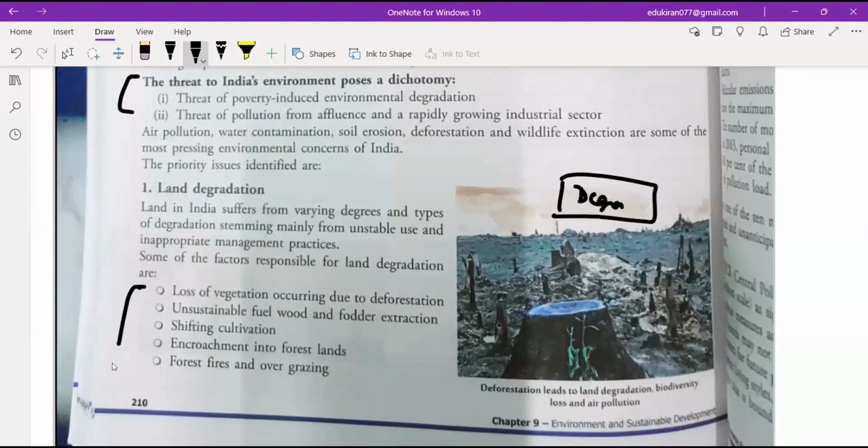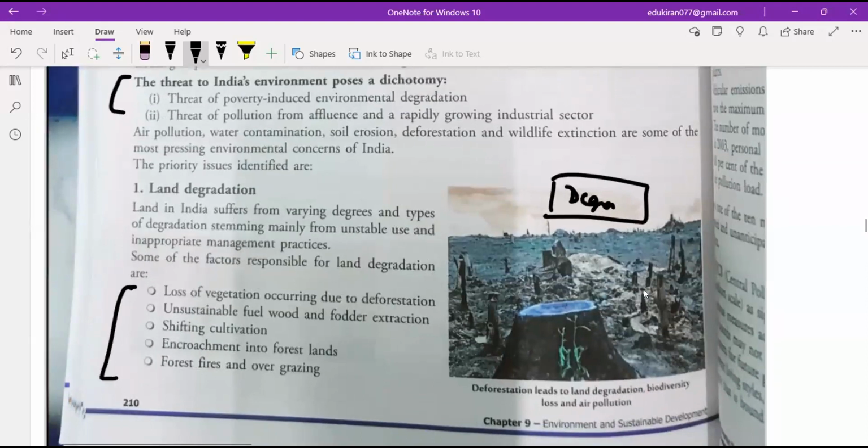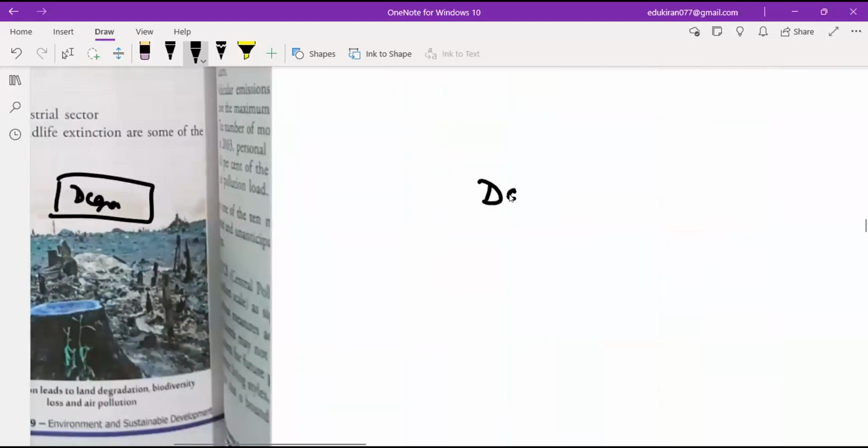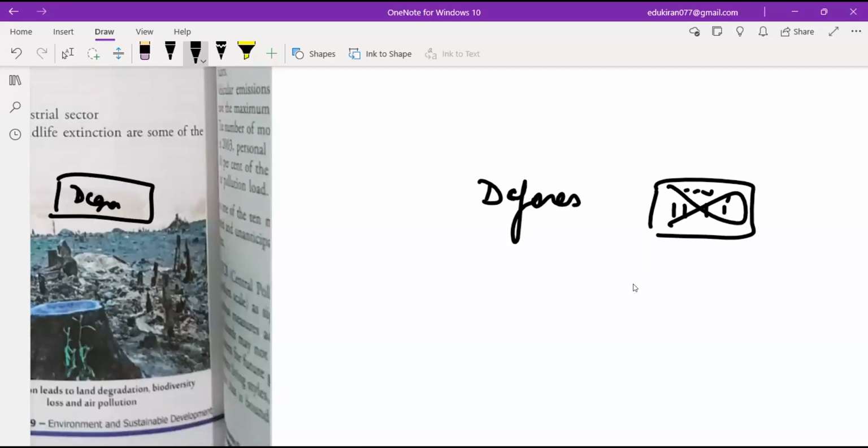So what are the factors that are responsible for land degradation? Loss of vegetation occurring during deforestation. What is deforestation, ma'am? Deforestation is basically, for example, there is a land over there. These are the forests, right? You will cut them all. So that is basically deforestation.